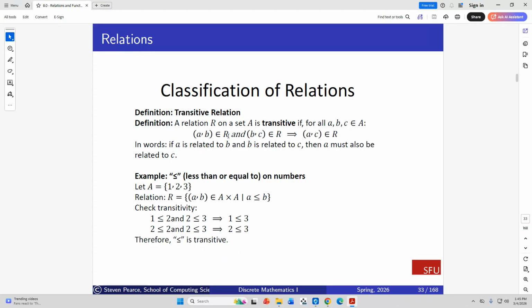Transitive relation. A relation R on a set A is transitive if for all a, b, and c in A, (a, b) in R and (b, c) in R implies (a, c) is in R. So, example, the less than or equal to is transitive as well. If R is on this set A, which is {1, 2, 3}, then 1 is less than 2 and 2 is less than 3 implies 1 is less than 3, obviously. 2 is less than or equal to 2 and 2 is less than 3 implies 2 is less than or equal to 3. So sure enough, yes, it's transitive. This is a relation. Okay.